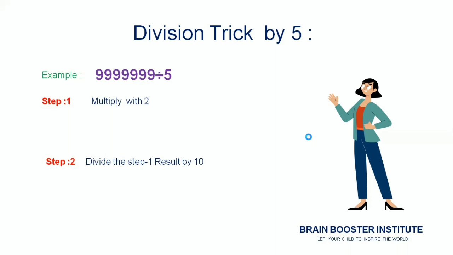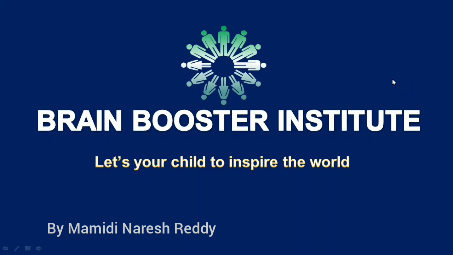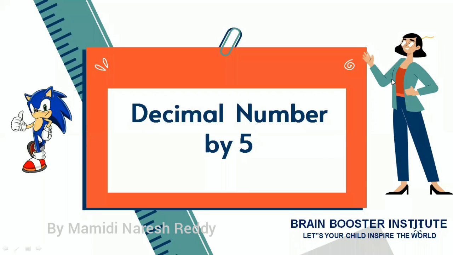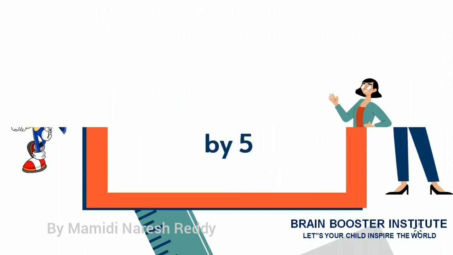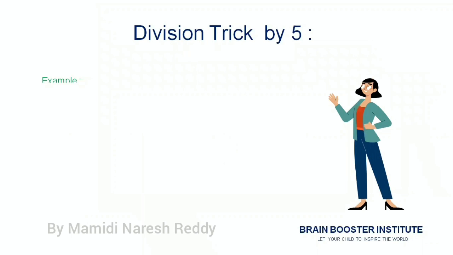So let's see, my dear friends. In this lesson, I'm going to teach dividing a decimal number by 5. Means division. We are going to divide a decimal number with 5 here. Let's see, 12.5 divided by 5. Let's see, my dear friends, with the same steps, whether the same method is applicable for decimal numbers also.